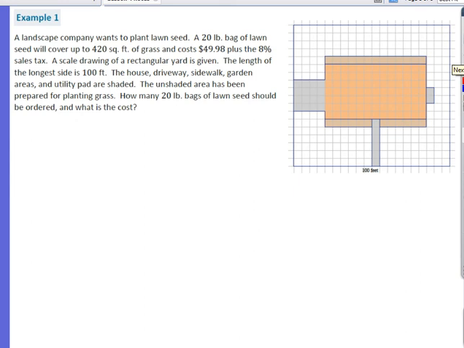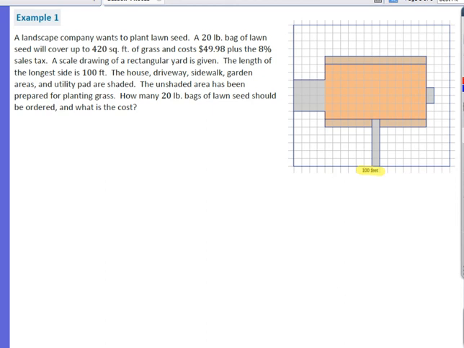All right, let's take a look at example 1. Example 1 says, a landscape company wants to plant lawn seed. A 20-pound bag of lawn seed will cover up 420 square feet of grass and cost $49.98 plus an 8% sales tax. A scale drawing of a rectangular yard is given. The length of the longest side of the yard is 100 feet. The house, driveway, sidewalk, garden areas, and utility pad are shaded. The unshaded area has been prepared for planting grass. How many 20-pound bags of lawn seed should be ordered and what is the cost?